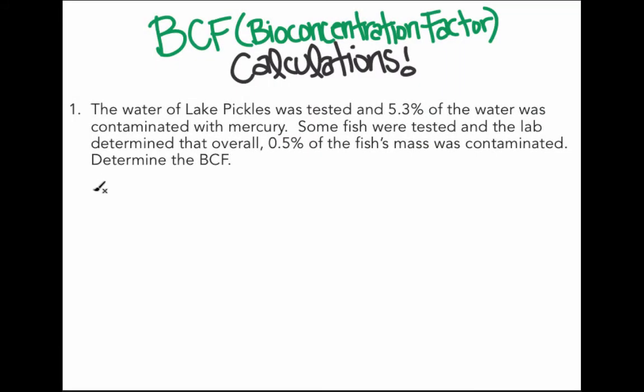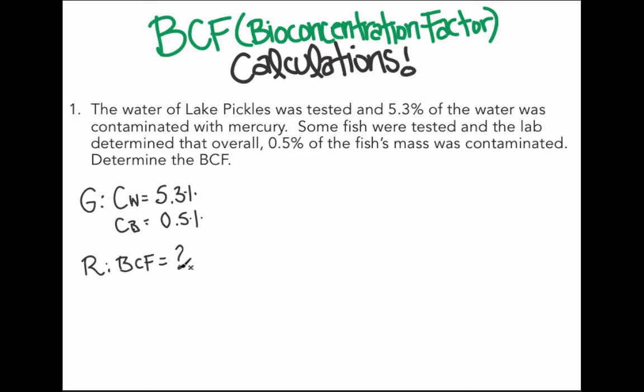Let's tackle the first homework question. The first step is you need to write down what the question is giving you. And the question is giving you the CW, which is equal to 5.3%. It's also giving you CB, which is 0.5%. Then you need to write down what the question is asking for, so what's required, and what it's asking for is BCF. So BCF is equal to what? The next step is A for analysis, and you need to write down the equation. So BCF is equal to CB over CW. Then the next step, substitute and solve.